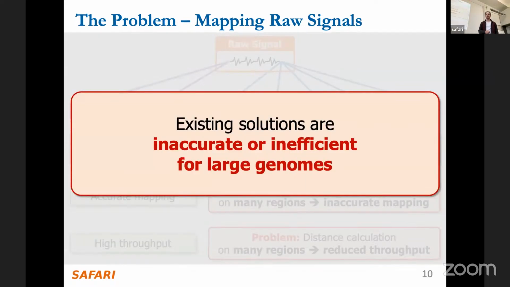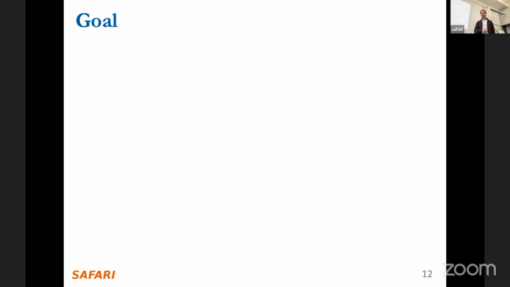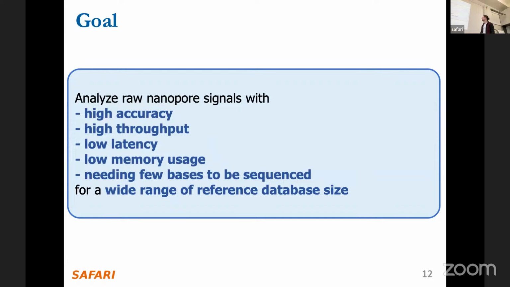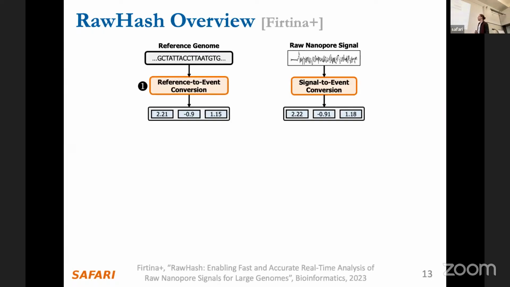I can get back to that if there's any question about it, but let me skip straight into RawAlign. So, yeah, these were our goals. Again, all target metrics: accuracy, throughput, latency, and so on. And this was our starting point, RawHash.